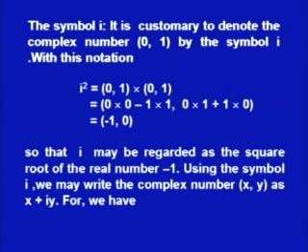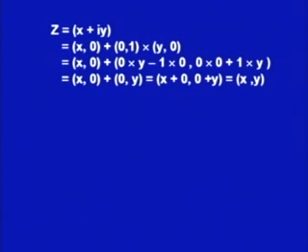Using the symbol i, we may write the complex number (x, y) as x + iy also. We can write z = x + iy, where x is (x, 0), that is x + i·0, and i we can write as (0, 1), that is 0 + i·1, and y means (y, 0), that is y + 0·i.